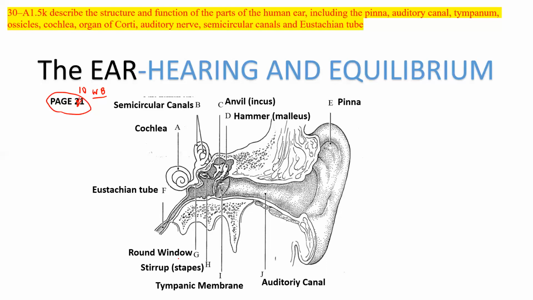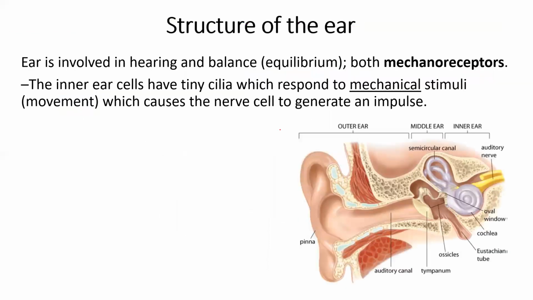That's good practice. So structure of the ear. It's involved in not just hearing, but balance, also known as equilibrium. And these are mechanical receptors, unlike the eye, which was photoreceptors. Inner ear cells have tiny cilia, which respond to mechanical stimuli, which cause the nerve to be generated, and an impulse is sent down the auditory nerve to the temporal lobe of the cortex, right? Temporal lobe of the cortex is for hearing. That's where you detect hearing.